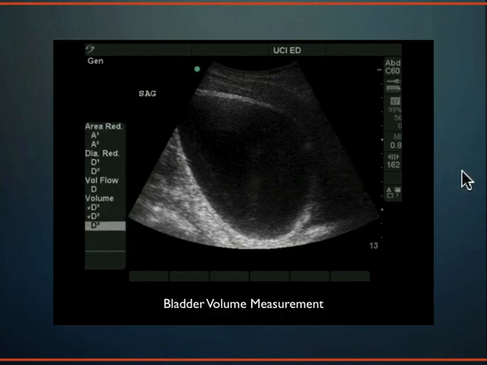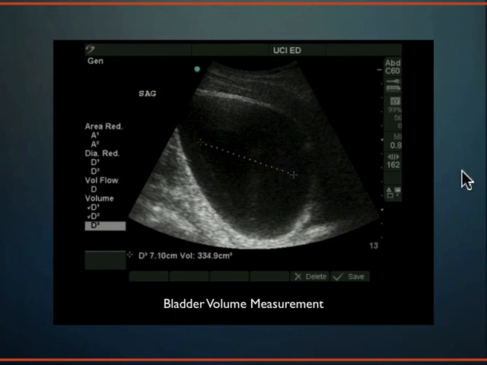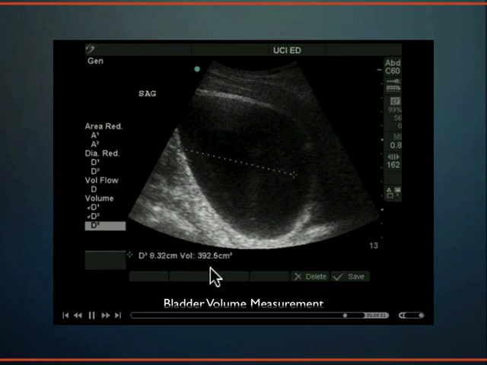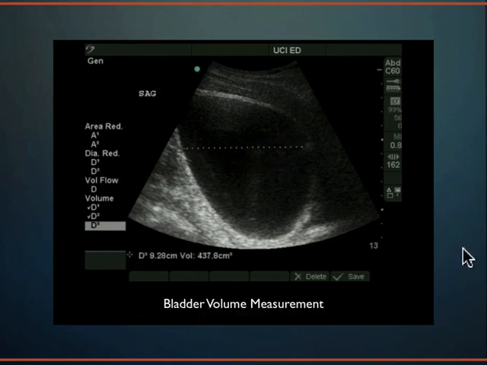and that'll be the height times the width times the length. And then as they do so, you can see the volume is being calculated down here. It comes out to like 37 cc's of urine. It's a lot of urine.